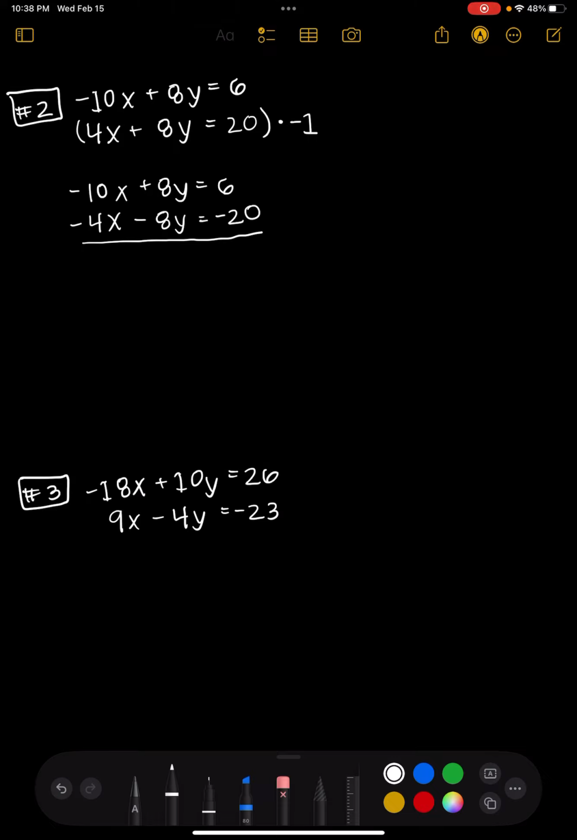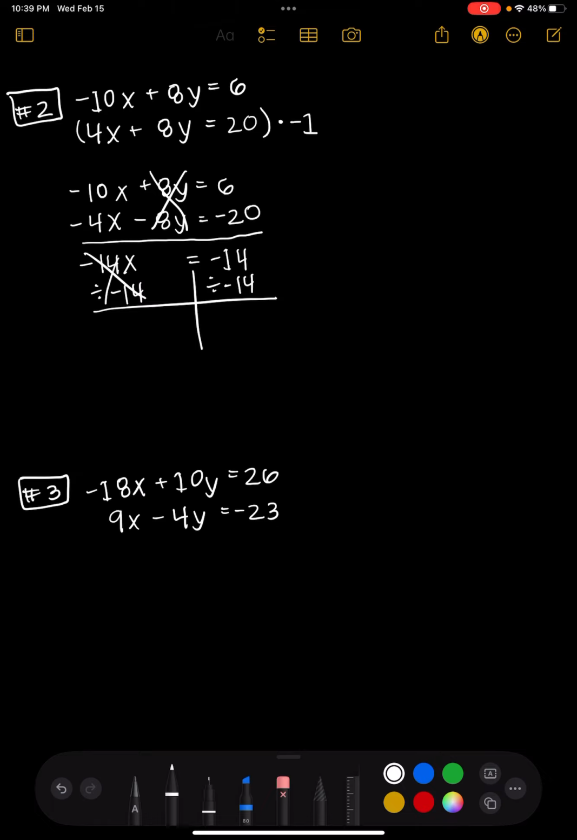We have negative 10x and negative 4x, which would give me negative 14x. Then we have the y's, which are positive 8y and negative 8y. That's great. They cancel out because positive and negative, the same number, cancel out. And then on the other side of the equal sign, we have 6 and negative 20, which gives me negative 14. Now I have one equation with one variable, so I can solve that equation by dividing each side by negative 14 to get the x by itself.